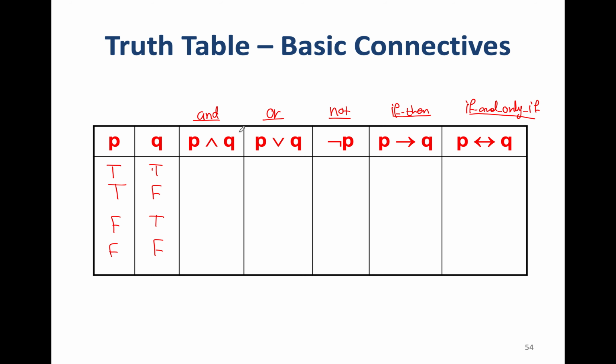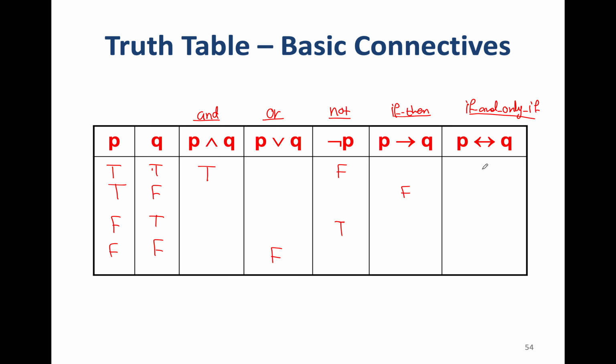All right. Now in AND, we say that it is not true unless both of them are true. For OR, it won't be false unless both of them are false. For NOT, if P is true, then it is false. Here we've got if P is false, then not false is true. For if-then, it's only false if we've got the reason true and the conclusion false.